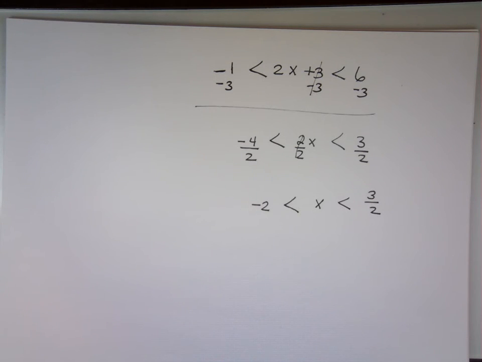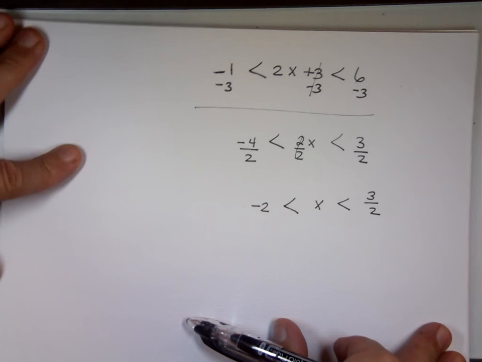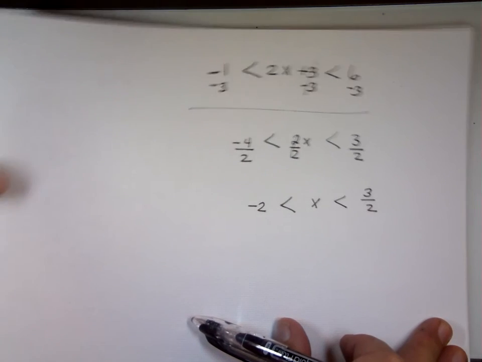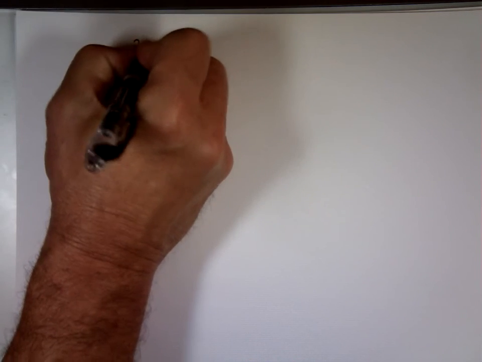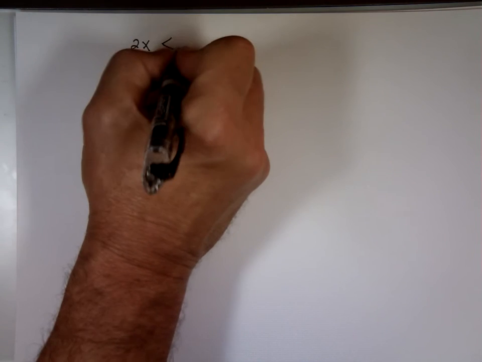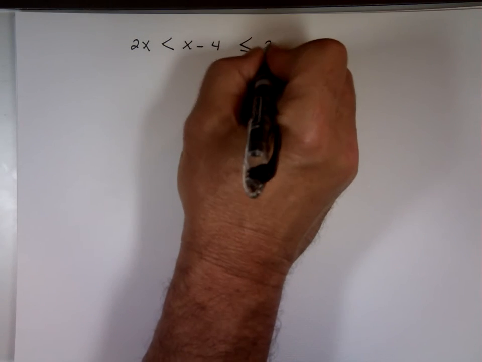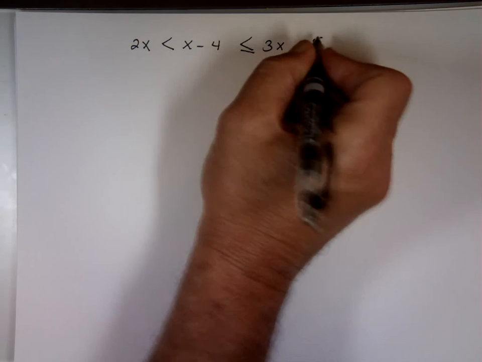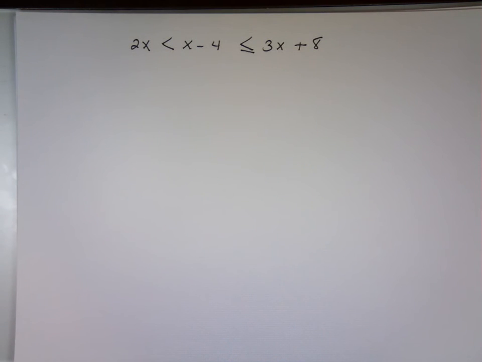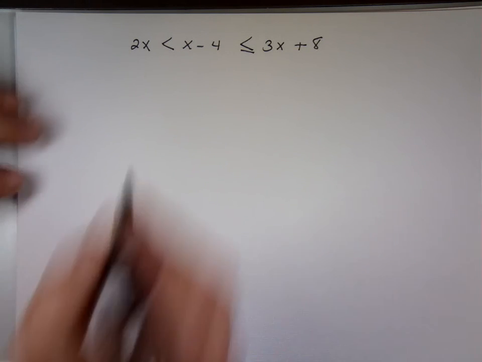Like this problem. That'll be the last one in this section. If you have 2x less than x minus 4 less than or equal to 3x plus 8. Again, I won't even think about leaving it as one problem. I'm definitely going to break it down to two problems.